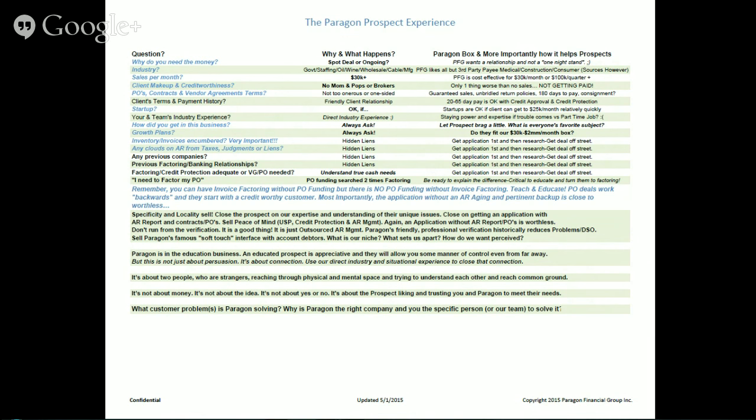Let's see, we talked about credit insurance. We talked about tax issues. I tell you what we're going to do, we're going to switch gears here a little bit.